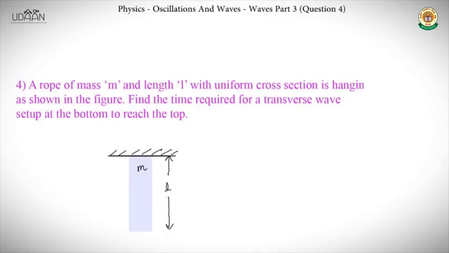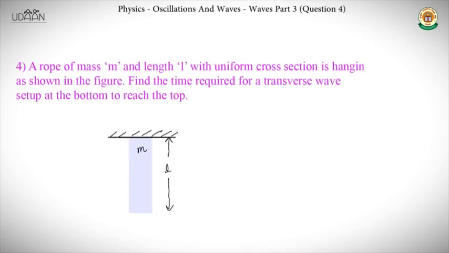Problem 4 says that a rope of mass m and length l with uniform cross section is hanging as shown in the figure, and we have to find the time required for a transverse wave set up at the bottom to reach the top. Strange question actually, and not a lot of information given, so obviously it has to be conceptual. So let's see how the velocity varies with respect to position.